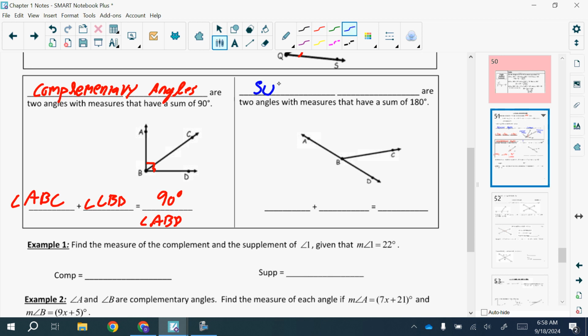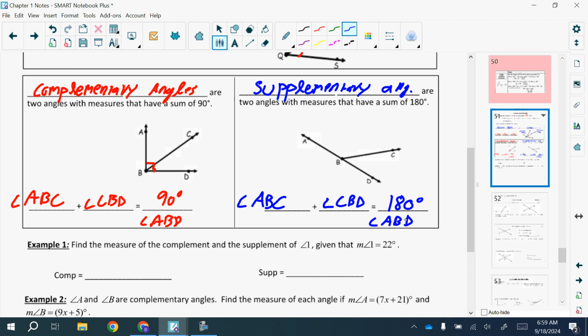Next, we have supplementary angles. Supplementary angles are two angles that have measures with a sum of 180 degrees. So notice that ray CB bisects this line AD, and AD is a straight line, which means that it measures 180 degrees. So similarly, we could say angle ABC plus angle CBD equals 180 degrees. This is also angle ABD.